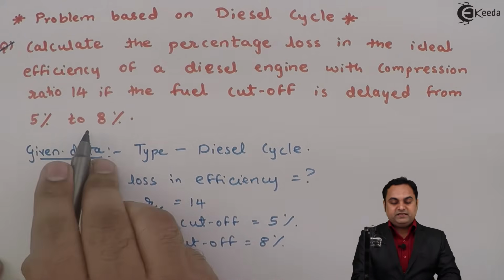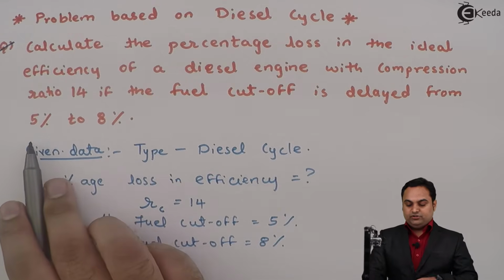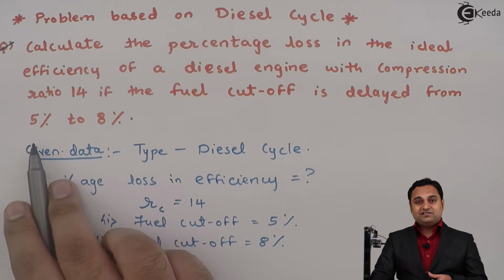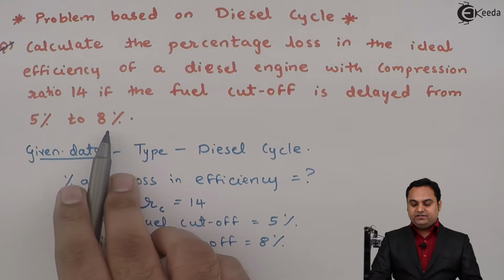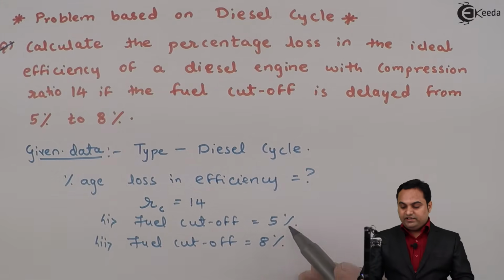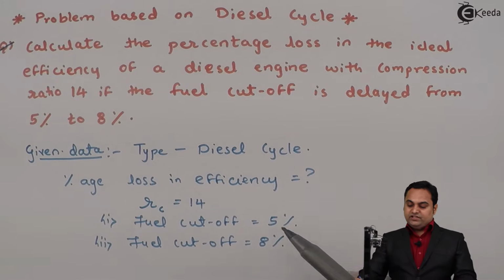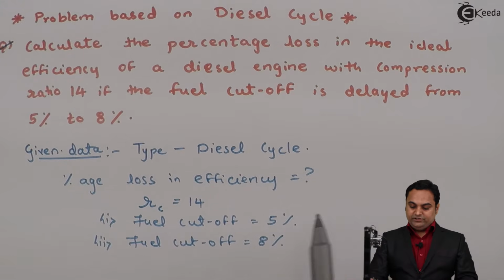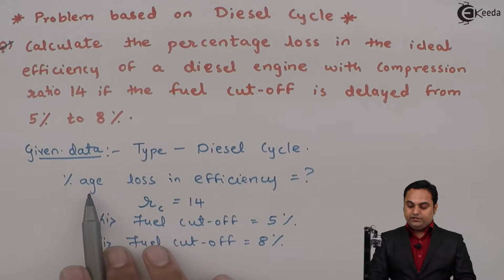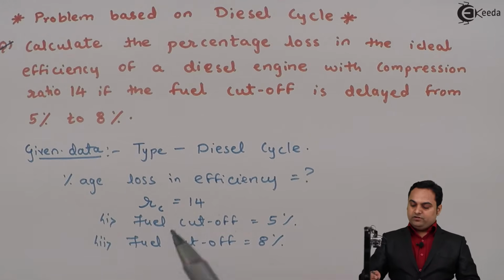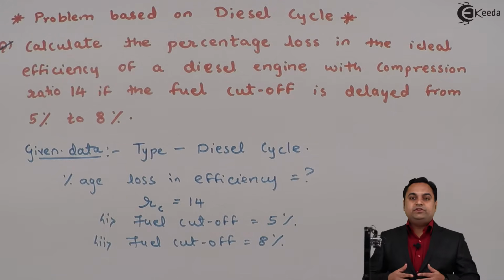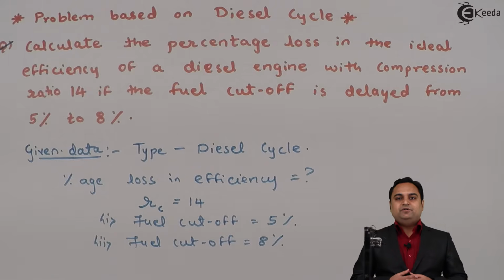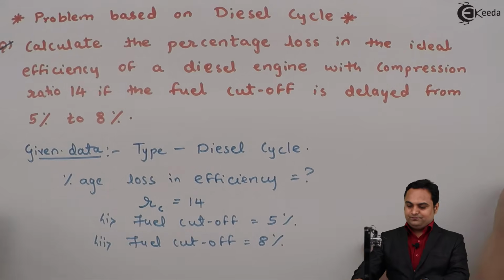So there is a delay, as we can see. At first the duration of fuel cutoff is less and now the duration has increased, so there is a delay in the fuel cutoff. And if there is this delay in the fuel cutoff, we need to find out how much would be the percentage loss in efficiency for the diesel cycle. So with the data understood, let us try to get the solution to this problem.